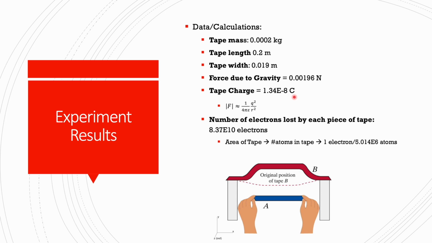Then we found that the number of electrons lost by each piece of tape was about 8.37 times 10 to the 10 electrons, and we found this by taking the area of the tape, using the number of atoms in that area, and then the ratio of electrons to atoms.